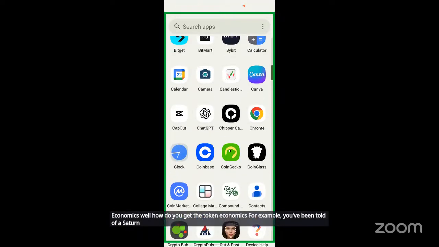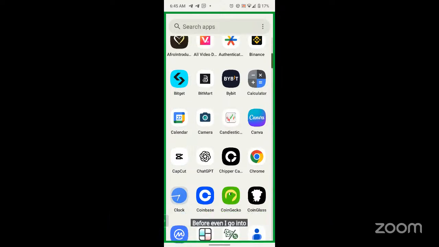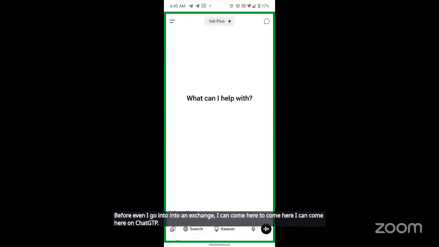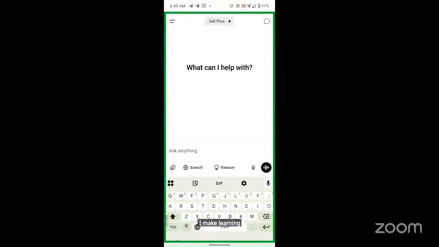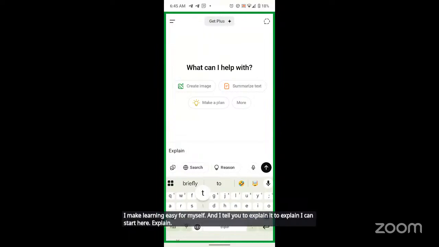Number one, before I even go into any exchange, I can come here on ChatGPT. I make learning easy for myself, and I tell it to explain. I can start here: explain the token economics.